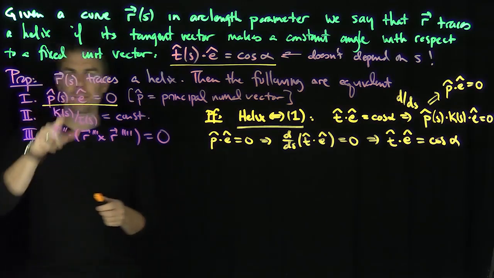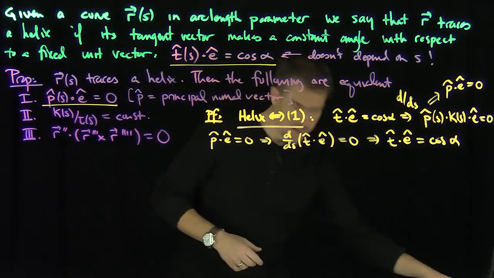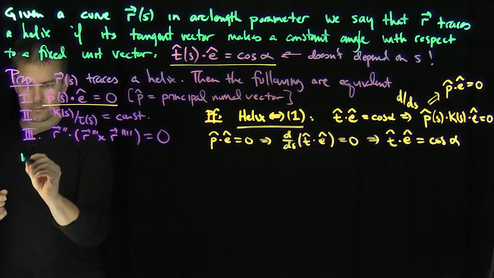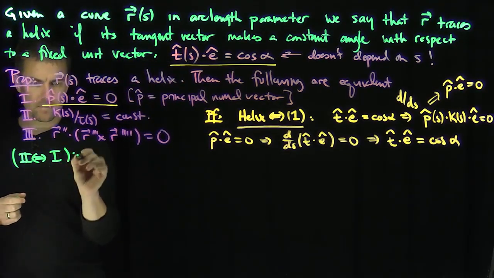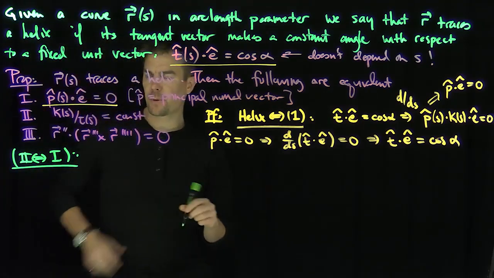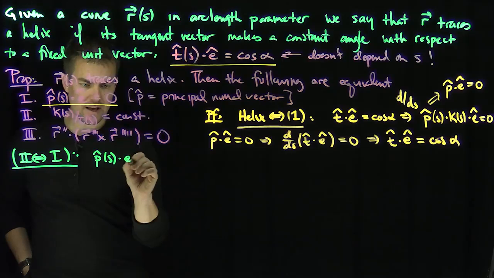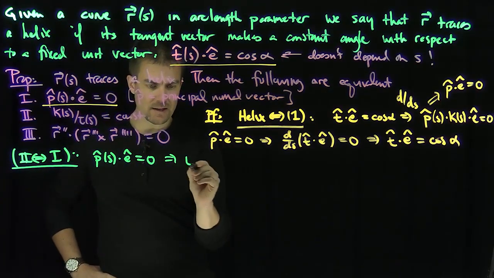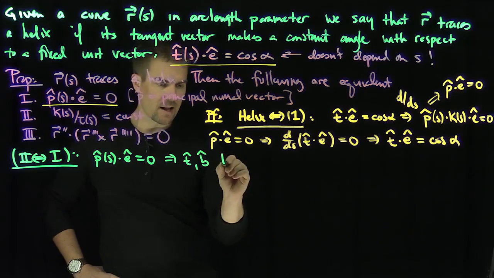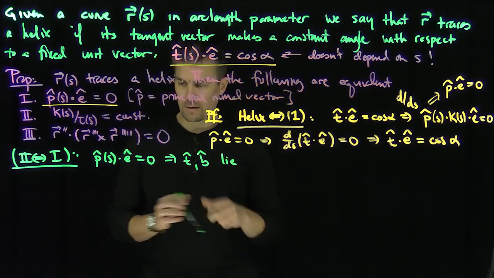Excellent. Let's show that p hat dot e hat equal to 0 is equivalent to number 2 now, right? So let's do that next direction of the proof. 2 equivalent to 1. Okay. So let's first suppose that p hat of s dot e hat is equal to 0. Well, that says that t hat and b hat lie in the plane, are coplanar with e hat, right?